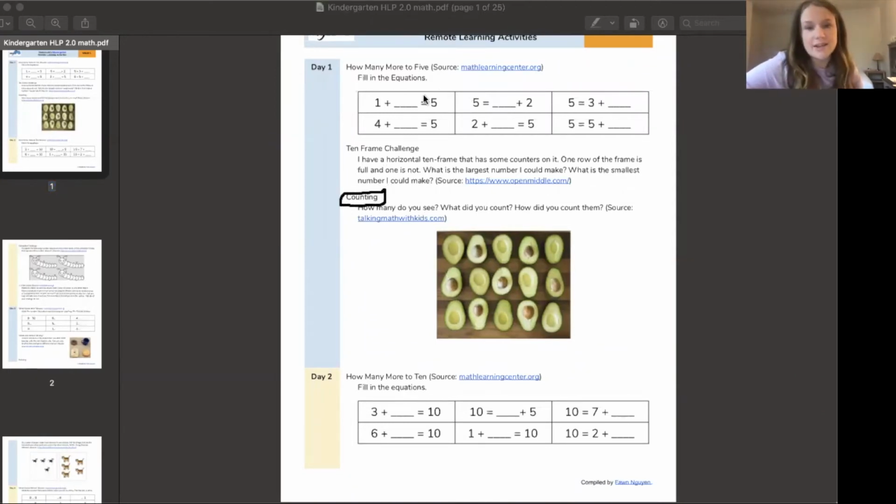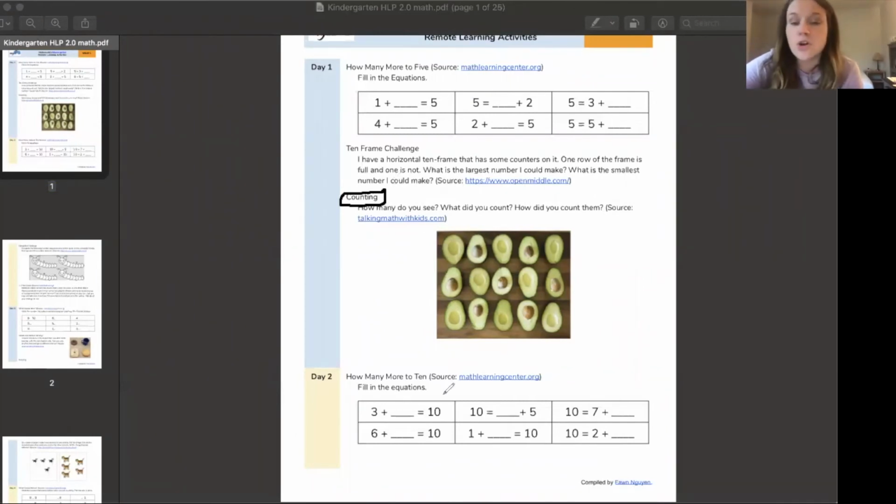It says, how many do you see? How many what do you see, Miss Hansen? Well, look, we have a picture, and it is avocados. I don't know if you've ever seen an avocado. Maybe you have, maybe you haven't. Avocados are used in guacamole. They're used to put in some salads, different things. I know that you probably have seen one or maybe even tasted one.